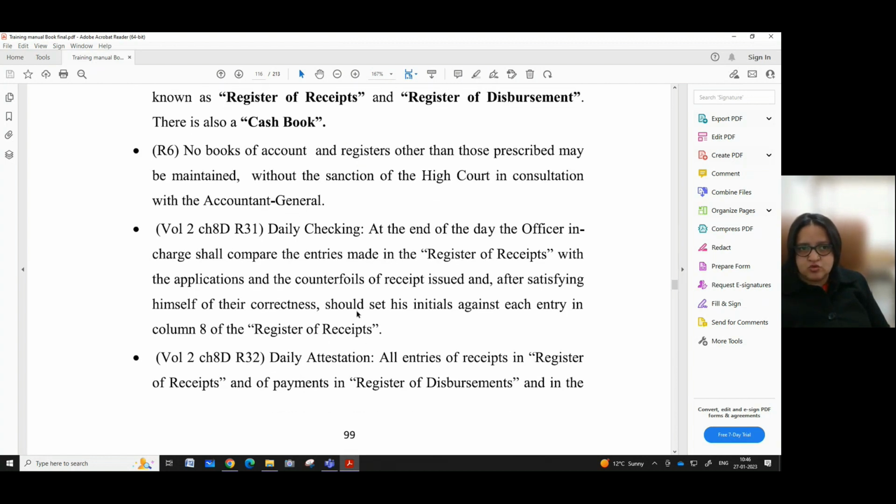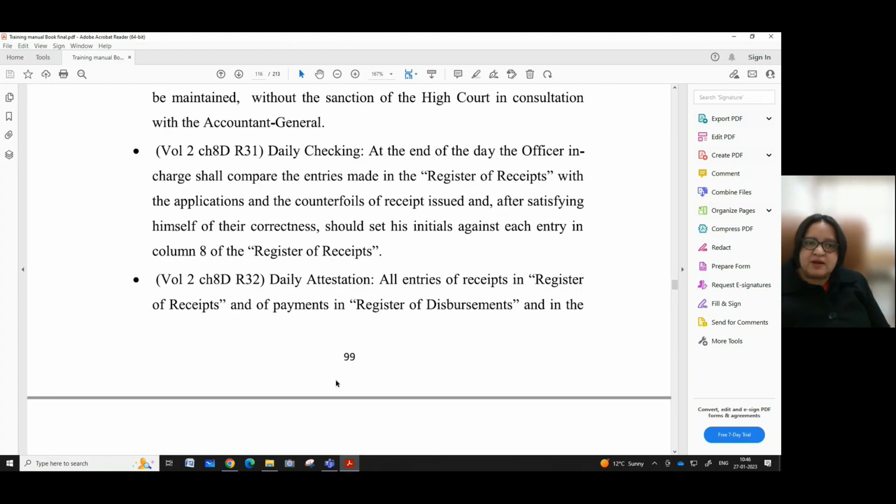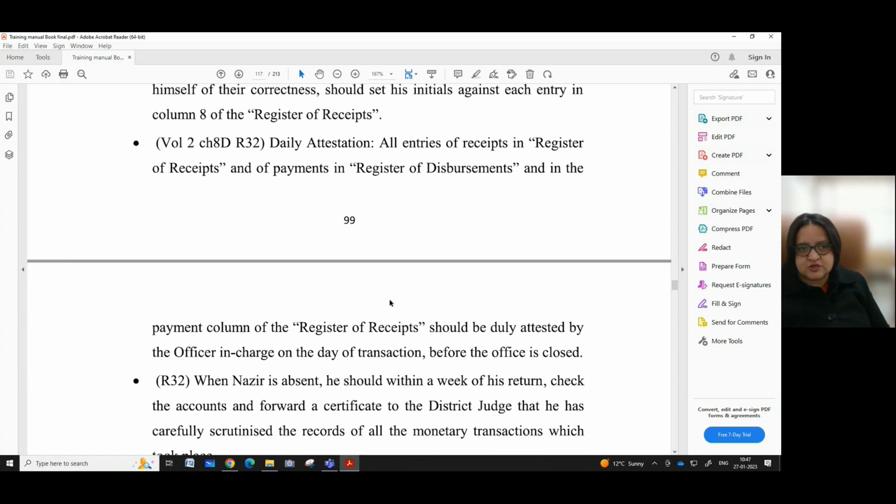Rule 6 says that no books of account and registers other than those prescribed may be maintained without the sanction of the High Court in consultation with the Accountant General. Volume 2, Chapter 8D, Rule 31 says about daily checking. At the end of the day, the officer in charge shall compare the entries made in the Register of Receipts with the applications and the counterfoils of receipt issued, and after satisfying himself of their correctness, should set his initials against each entry in column 8 of the Register of Receipts.